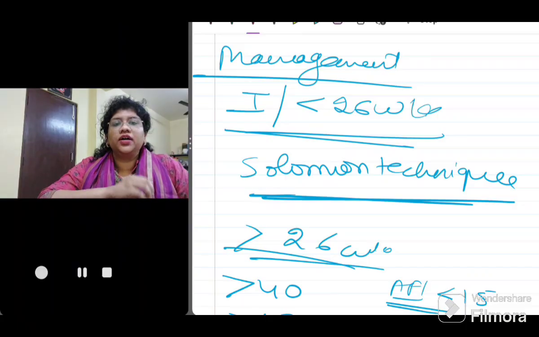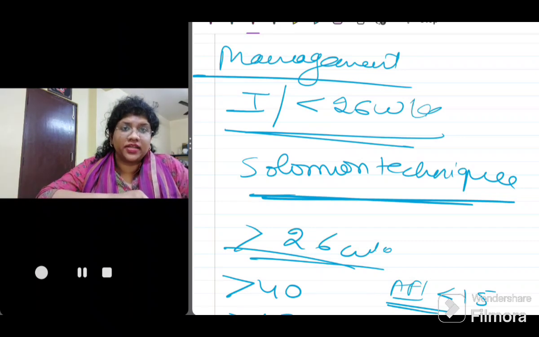Basically, using an endoscope, you insert it into the uterine cavity, and with the help of Nd:YAG laser, you will do a selective vascular ablation. So this is what you do in the fetoscopic laser ablation, and it has a very good success rate.